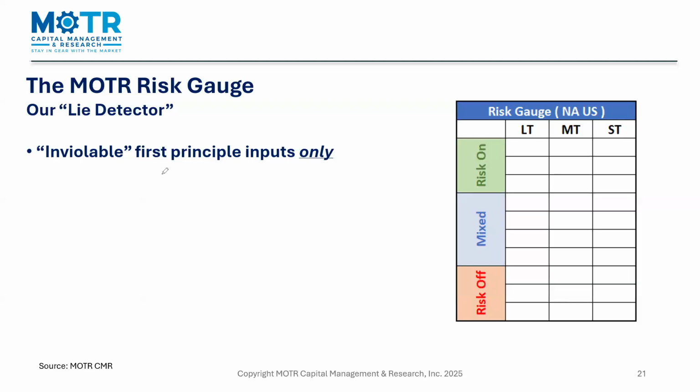To give you a really simple, but painfully simple, but perhaps why it's so powerful, you will never in your life ever see a bull market that looks like this. You will never see a bear market that looks like this. That's inviolable, right? It's a first principle to trend following. Concepts like that are inviolable. Those kinds of concepts are what make up the risk gauge. So they're inviolable and they're based on first principles.